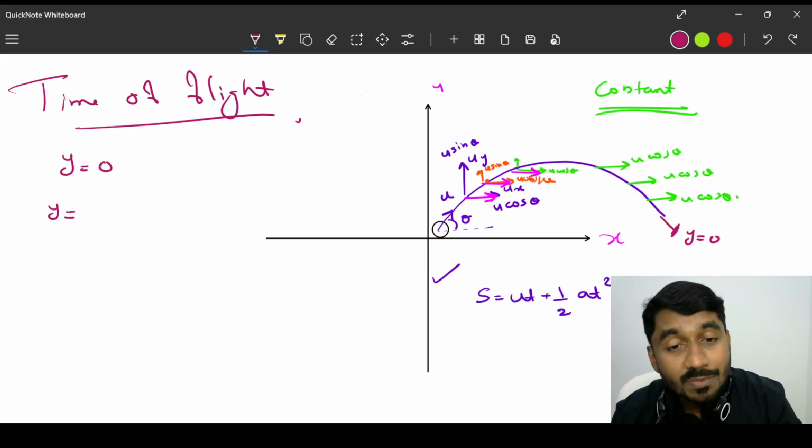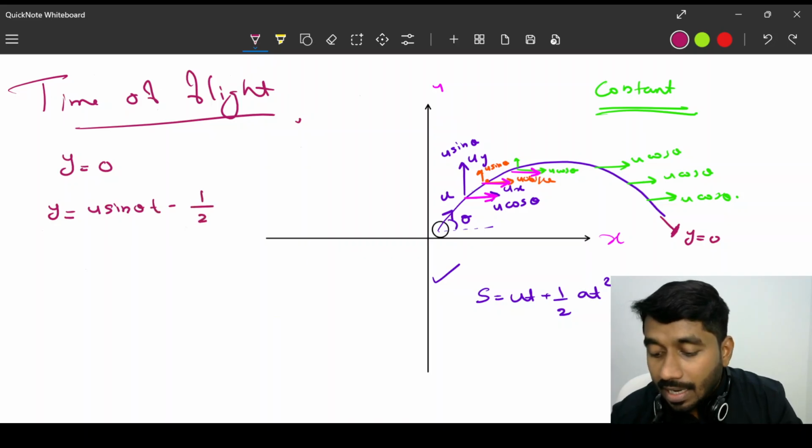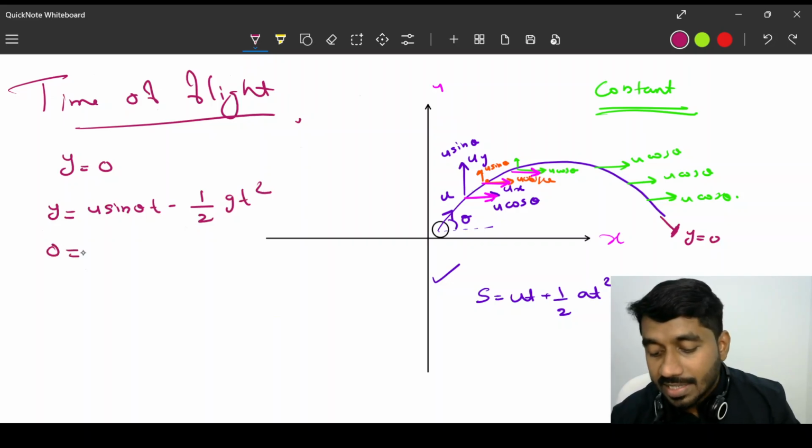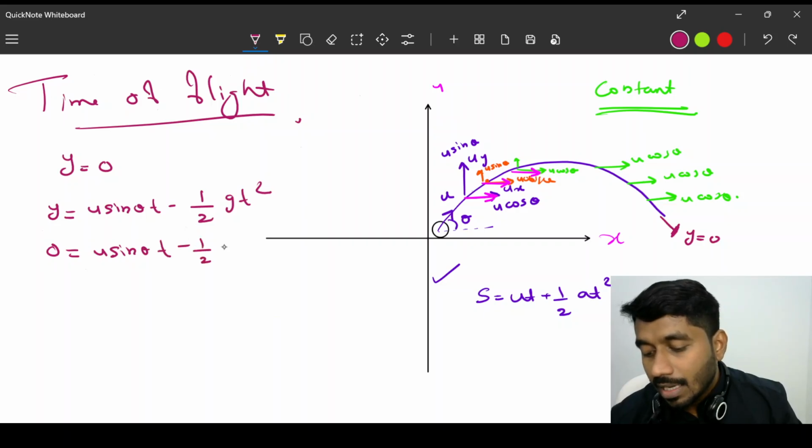What is the y displacement? U sin theta into t minus half gt square. Substitute that 0 in this equation. You will get 0 equal to u sin theta into t minus half gt square. Take half gt square to the left side, and u sin theta into t on the right side.